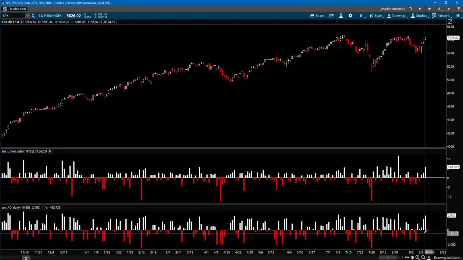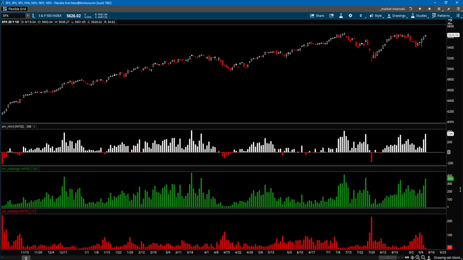And look at the market participation on Thursday and Friday. On Friday, there were more than 2,000 more advancing stocks than declining stocks. Looking at new 52-week highs versus 52-week lows, that's another sign of strength here. You see that the number of stocks making new 52-week highs surged above 300. On Friday, there were 356 stocks making new 52-week highs. The contrast is the contraction in the number of stocks making new 52-week lows. On Friday, there were only 10 stocks making new 52-week lows.